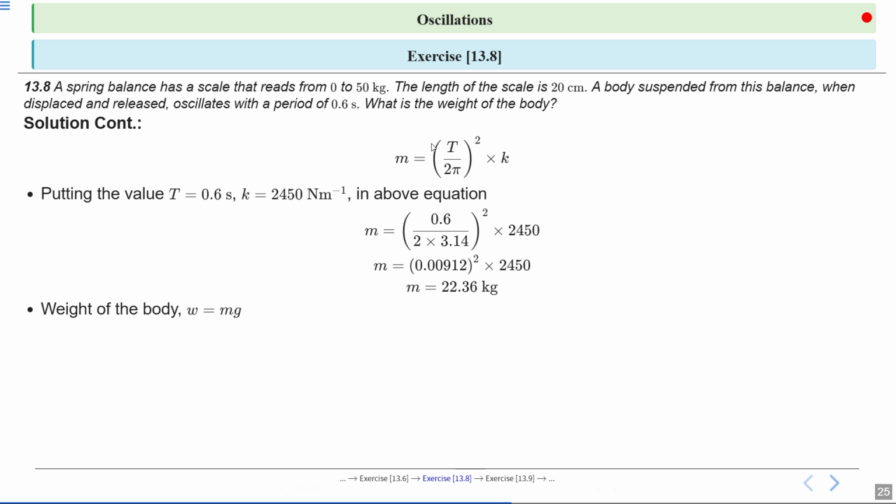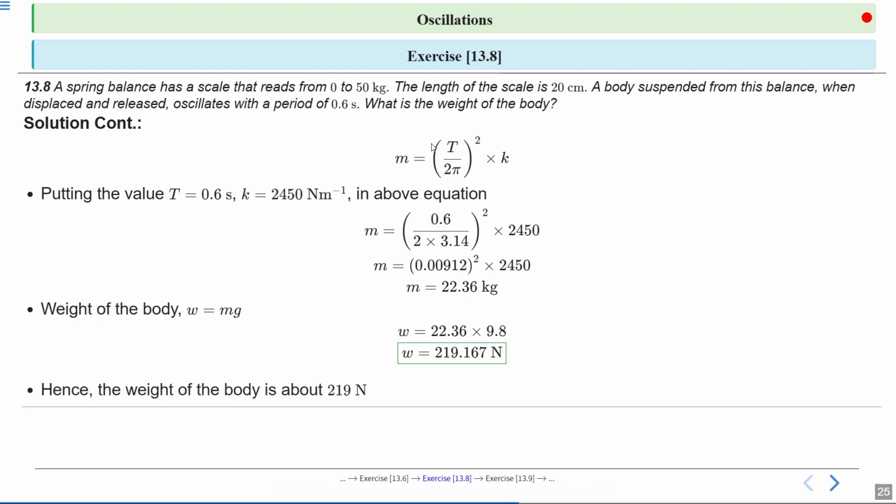Weight of the body W equal to mg. So just put the value W equal to 22.36 into 9.8. So W equal to 219.167 Newton. This is the force with which the body pulls down on the spring balance due to gravity. Hence the weight of the body is about 219 Newton.